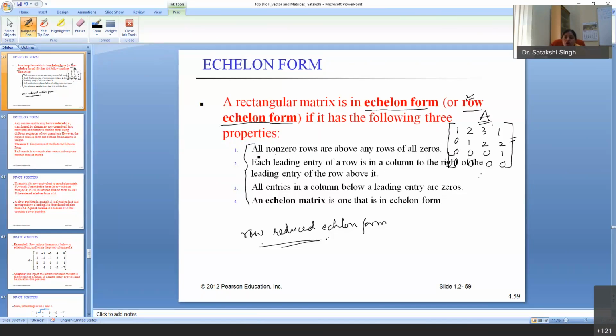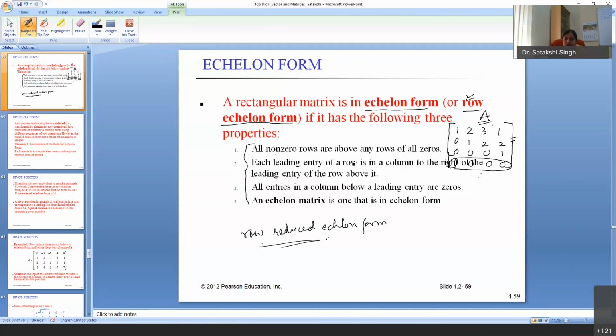The first property is that all non-zero rows are above any rows of all zeros. That means all the zero rows should be the last rows. So you will see that we have a zero row here. This is the zero row, and it is at the end of this matrix. Okay, all the non-zero rows are above the zero rows.